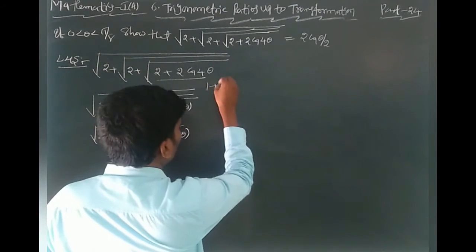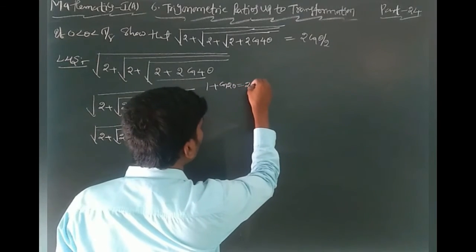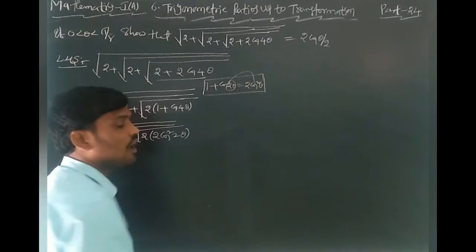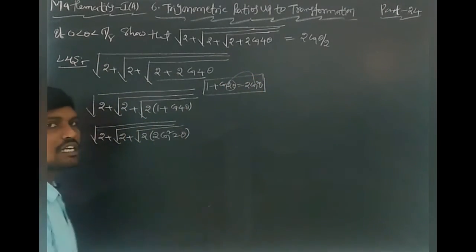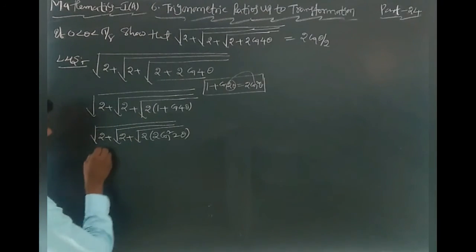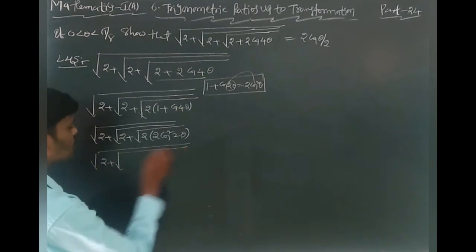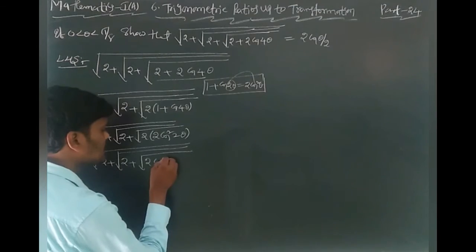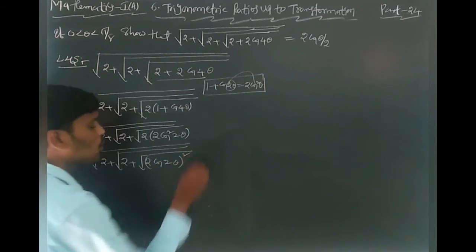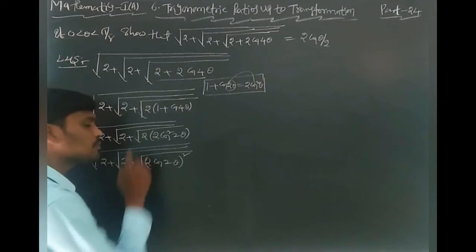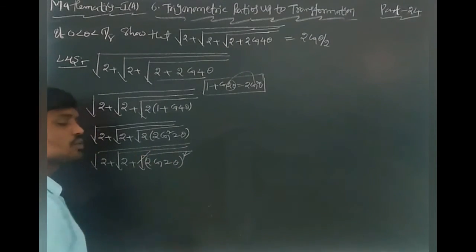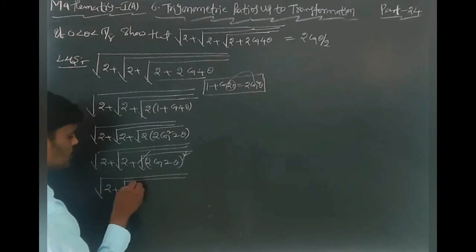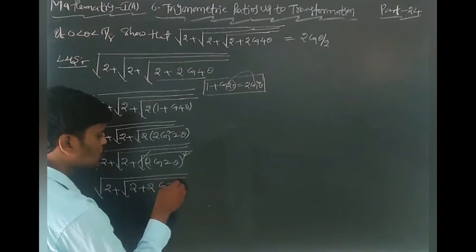We know that 1 plus cos 2 theta is equal to 2 cos square theta, using this formula. In this formula, 2 theta is double of theta. Here 4 theta is double of 2 theta. After that, the square root of 2 plus the square root of 2 plus the square root of 2 into 2 is 4. We can write 2 cos 2 theta whole square. Correct or not, students? 2 square value is 4. The square root and the square get cancelled. What remains? The square root of 2 plus the square root of 2 plus 2 cos 2 theta.